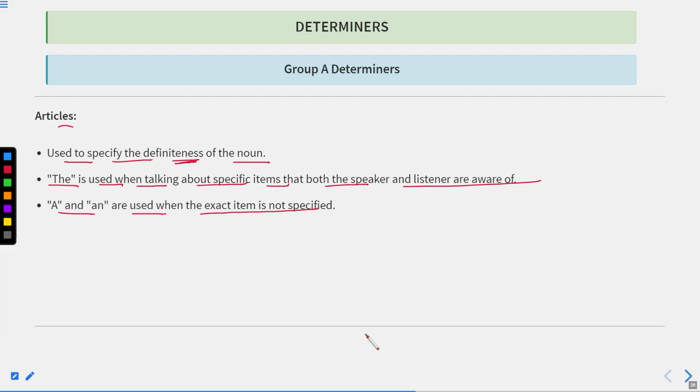For example, I can say, I saw a truck today. I saw a big truck today. I saw a car today. I saw a new car today. I saw a different car today. I saw a convertible car today. So that is any car I'm talking about.